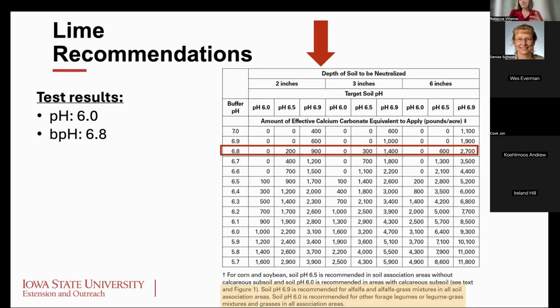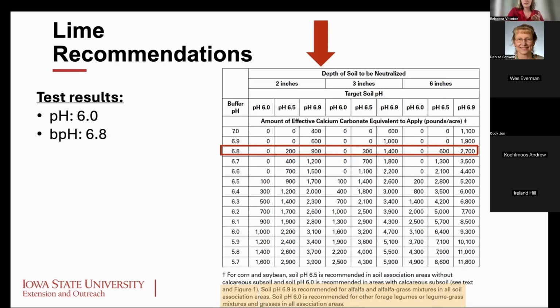Now in forages or pastures, unless we're starting totally from scratch or doing a complete renovation, the depth of soil that we're looking to neutralize is probably going to be more in the 2 to 3 inch depth versus 6 inches, because we're not going to be incorporating that lime into the soil with any type of tillage. So we're going to look at that 2 to 3 inch depth on this table here, which is table 16 in the PM 1688 publication. The pH tells us if we need to add lime, and then we look at the buffer pH to see how much lime we need to add to get to our target pH.